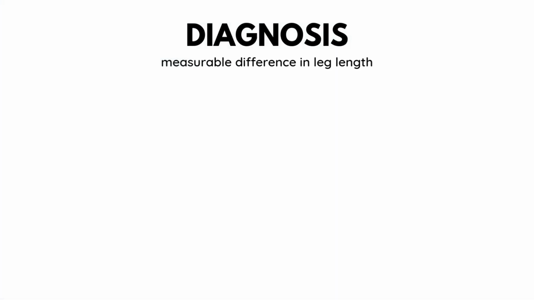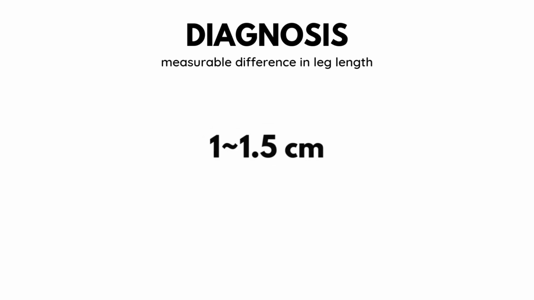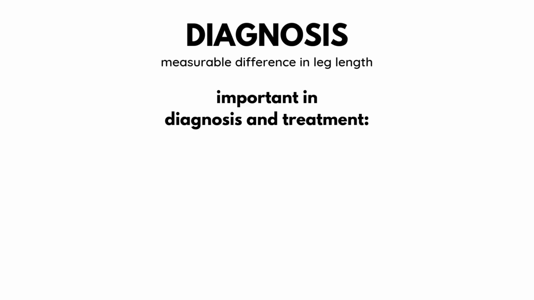While complete bodily symmetry is rare, the textbook diagnostic standard is discrepancies exceeding 2 to 2.5 centimeters. However, the standard was established based on outdated data, and Dr. Lee believes that it should now be revised to approximately 1 to 1.5 centimeters. Also, some individuals with smaller discrepancies may still experience discomfort, highlighting the need for an individualized approach to diagnosis and treatment. A precise diagnosis is crucial, as many patients inaccurately perceive a difference in their leg length.